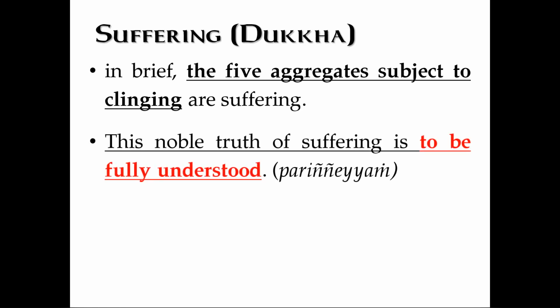So the Buddha said that this noble truth of suffering is to be fully understood. What you have to do is understand suffering as suffering. That is the first step, the first noble truth. The moment you know suffering as suffering, that means you don't have ignorance. Ignorance, avijja or moha, means not knowing the Four Noble Truths.